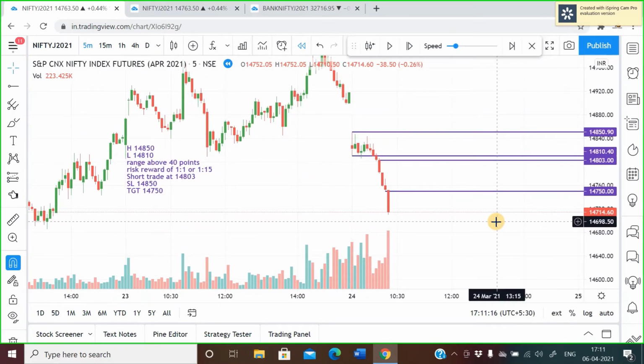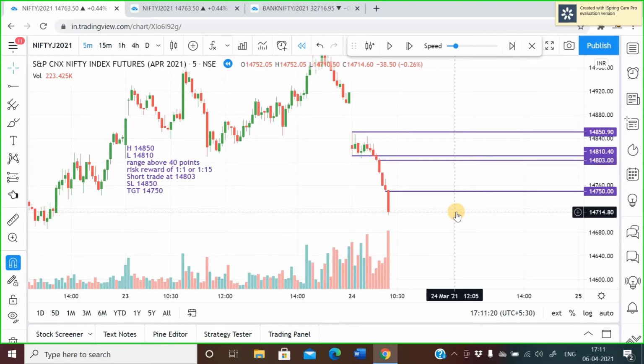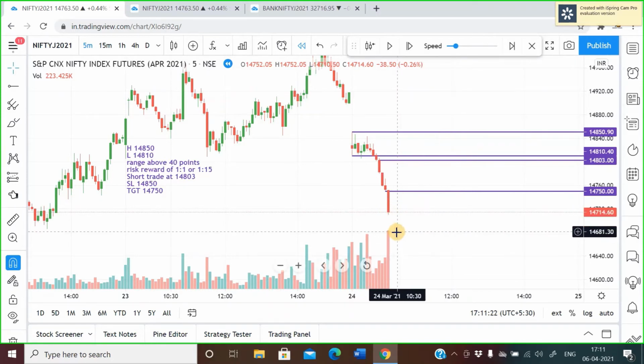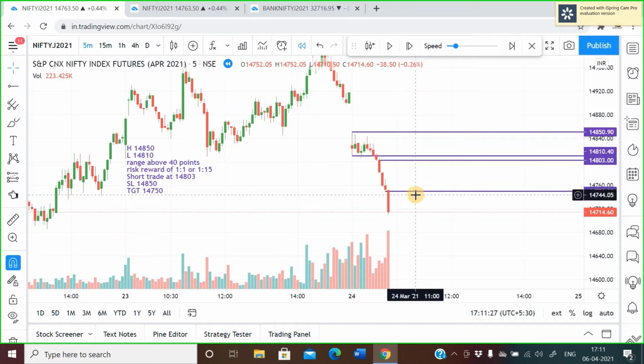So I don't mind losing another 100 points, 200 points. That's fine because I have to play every day using the same strategy. So you can see our strategy definitely worked, and we got an exit at 14,750, which is about 50 points. So decent enough profit, right, in Nifty future.